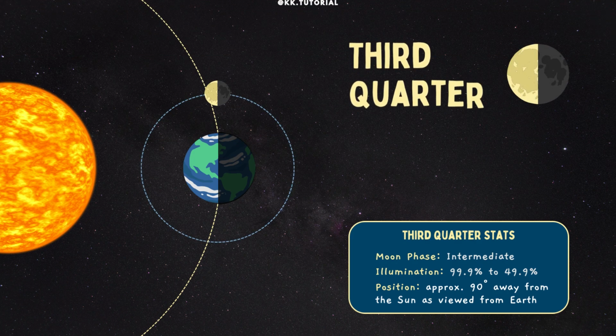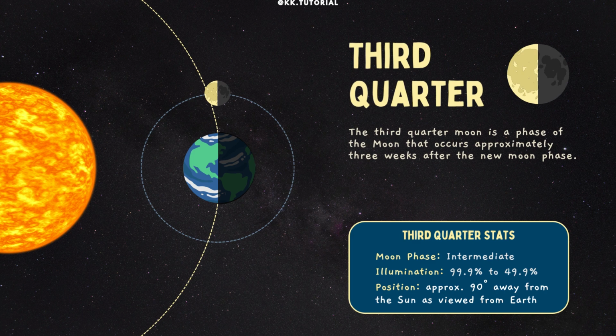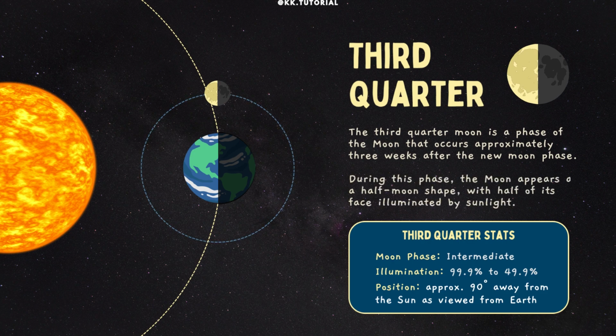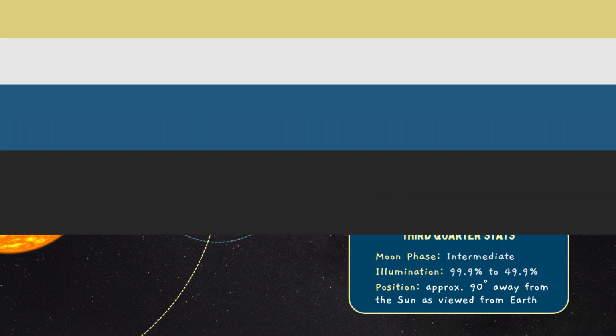Third quarter. This is the seventh phase of the moon, and the third quarter moon is a phase of the moon that occurs approximately 3 weeks after the new moon phase. During this phase, the moon appears as a half-moon shape, with half of its face illuminated by sunlight.